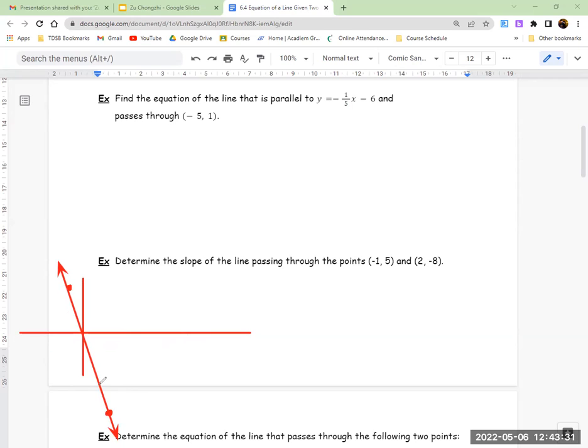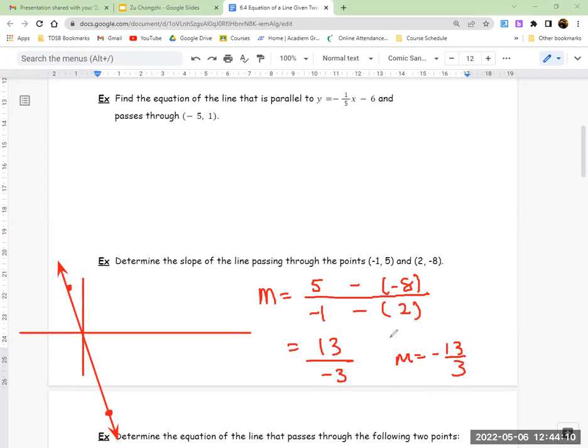Well, clearly the visual says it's a negative, but I want an actual number. Anyone remember how to calculate slope? Correct. So I'll just choose whatever, 5 and x here. Minus y over x. So 5 plus 8, that's a 13. Negative 1 minus a 2, that's a negative 3. My slope is negative 13 over 3.